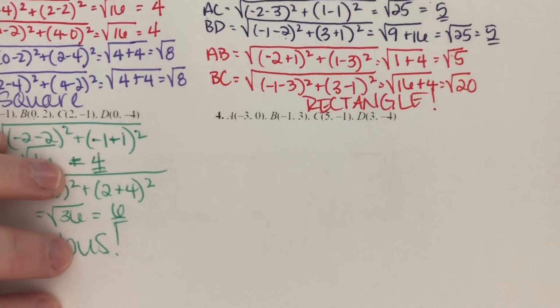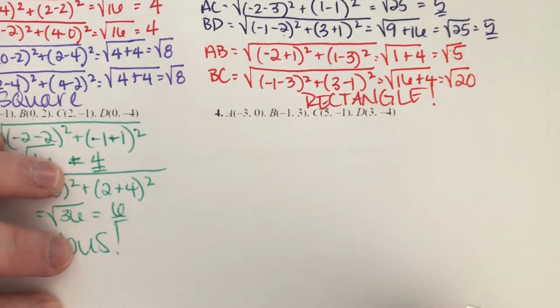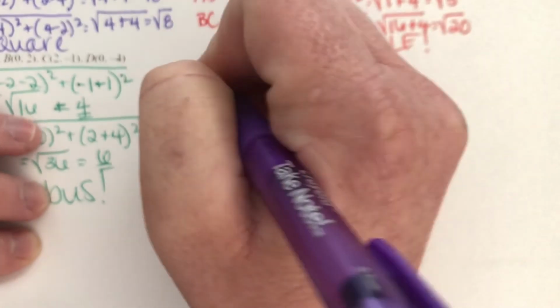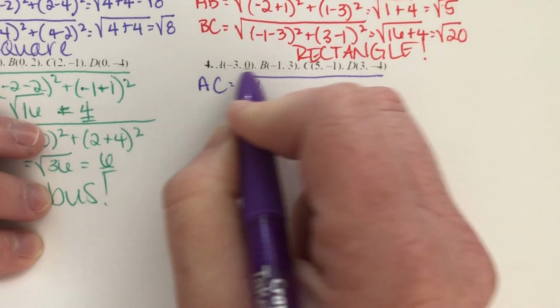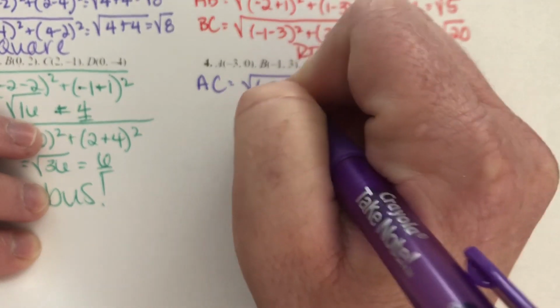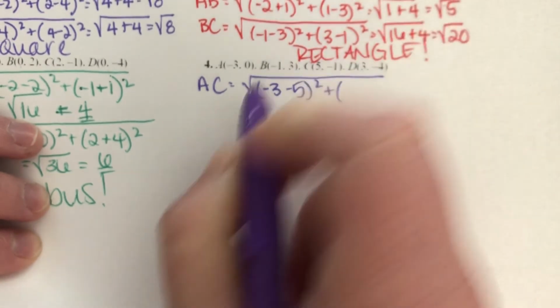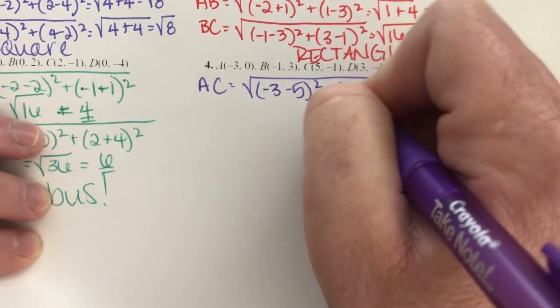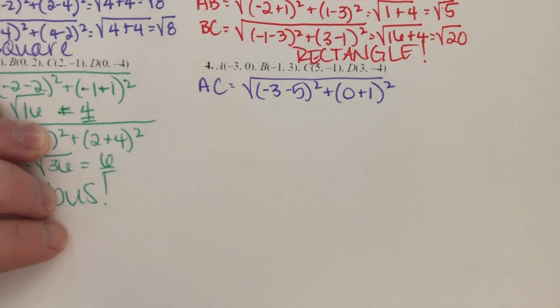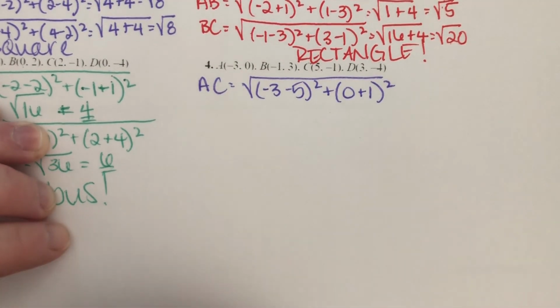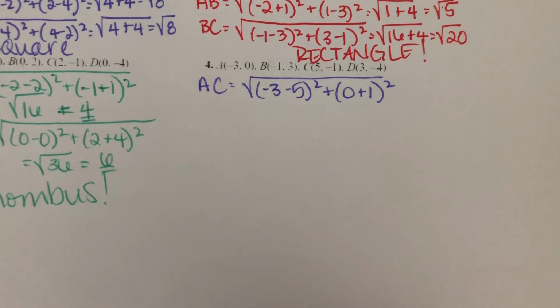All right, and then lastly, number 4, same thing. I'm going to compare diagonals first. AC: square root of (x minus x), (negative 3 minus 5) squared plus (0 minus negative 1) squared. If you see me writing plus when I say minus and negative, when you have a double minus sign, you make a plus sign, right? That's why I'm writing plus.